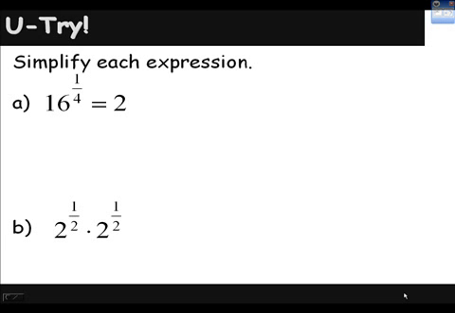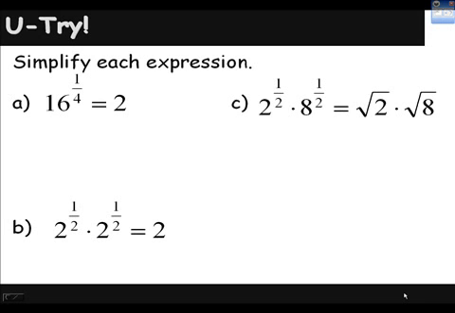How about 2 to the 1/2 times 2 to the 1/2? If you need more time, press pause. That's just root 2 times root 2, which is 2. How about 2 to the 1/2 times 8 to the 1/2? This one's a little more difficult. You might want to press pause and play with it.